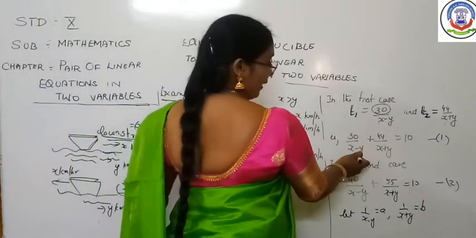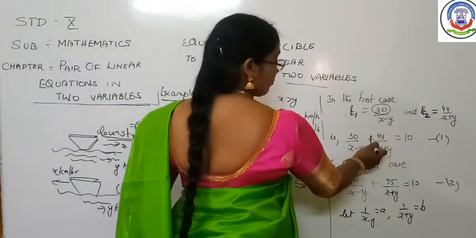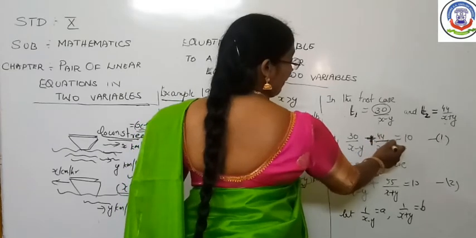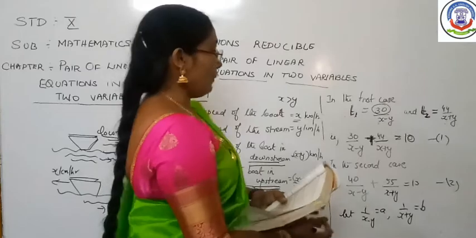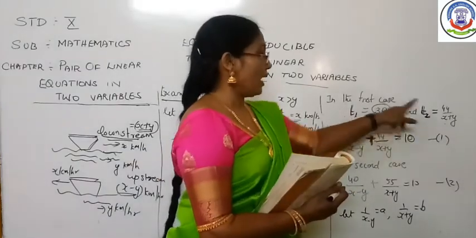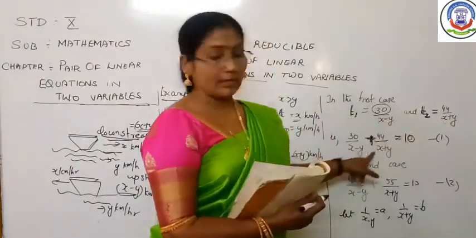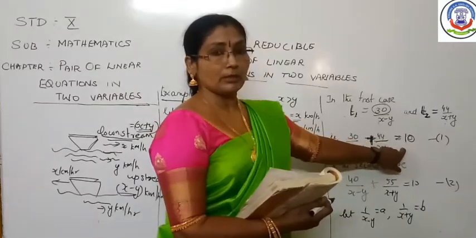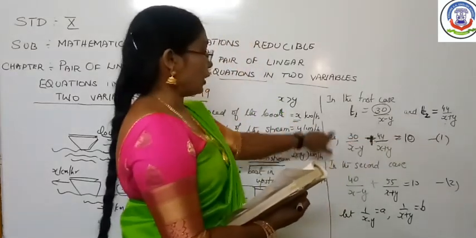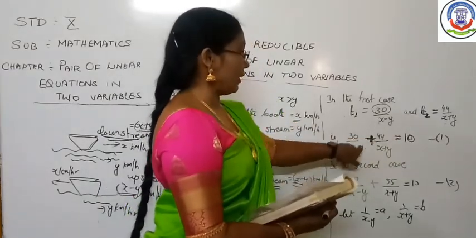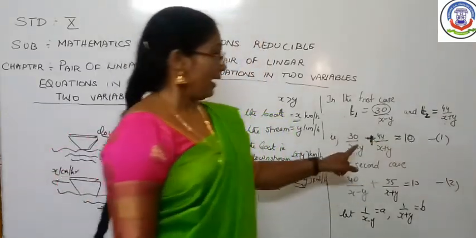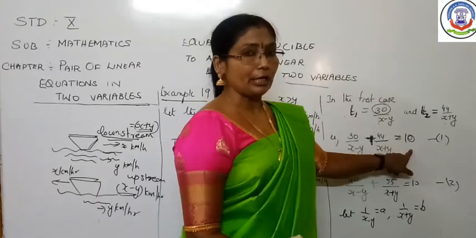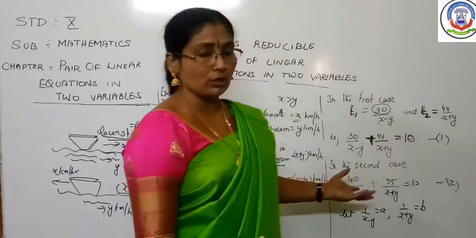Now 30 upon x minus y plus, that means if you are summing up both, what is the total time taken? 10 hours. That means 30 upon x minus y, upstream, and downstream. Total time taken is equal to how many hours? 10 hours. So the first equation you got is 30 by x minus y plus 44 by x plus y is equal to 10. And this is not a linear equation in two variables. You have to reduce it.